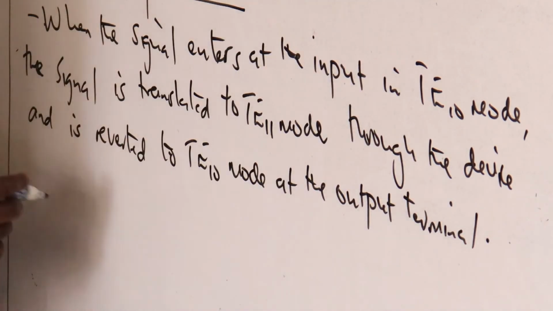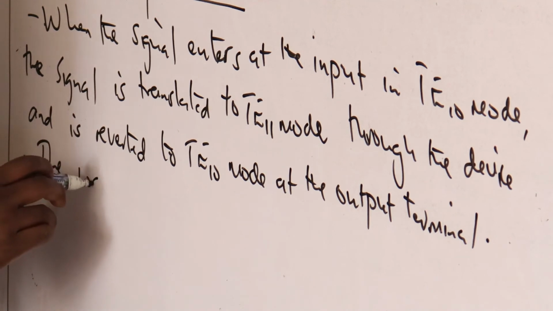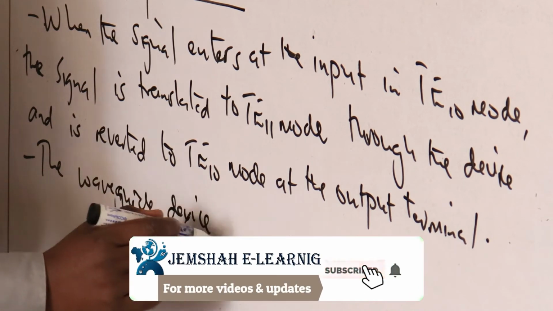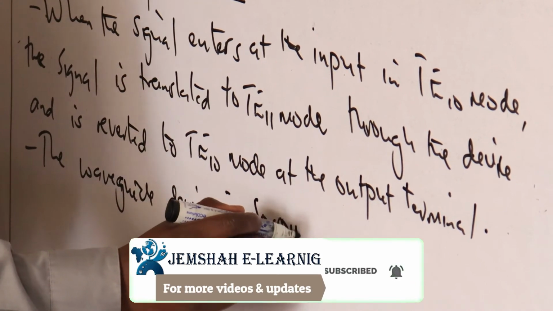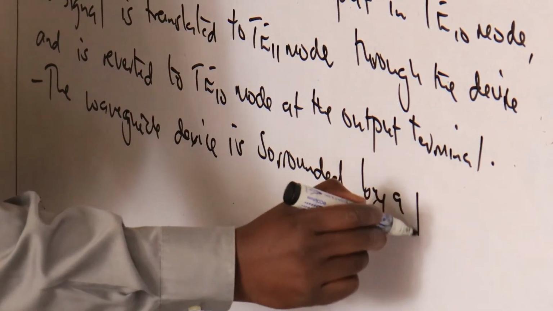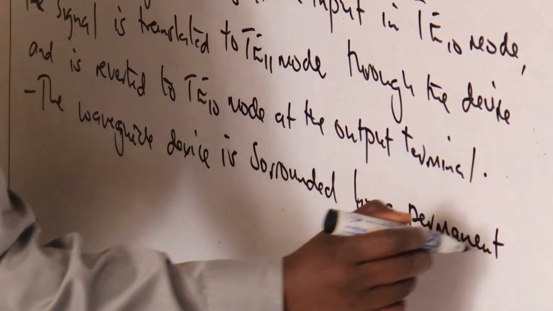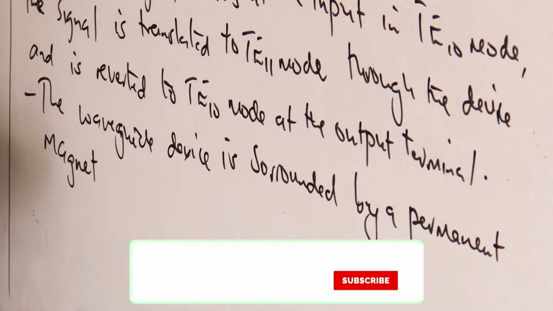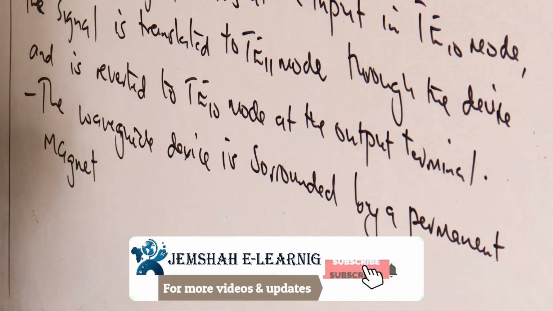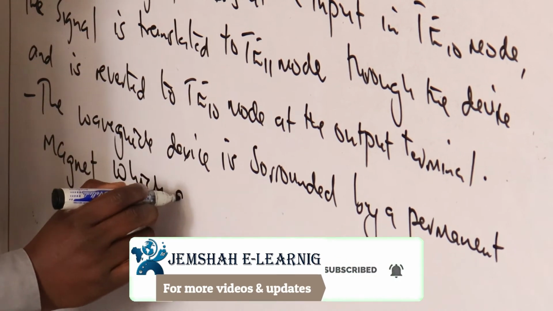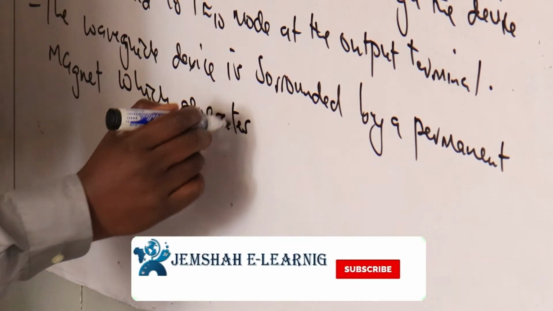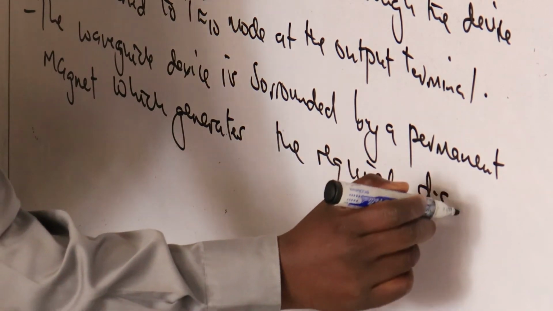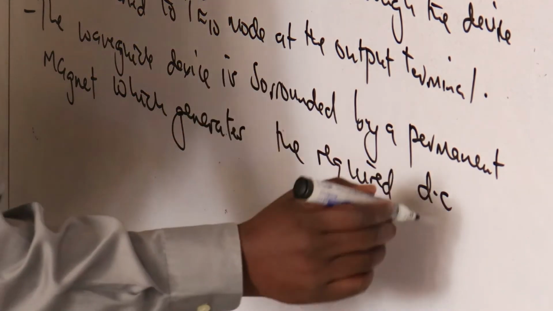Another thing we are observing here: the waveguide device is surrounded by a permanent magnet, which generates the required DC voltage or magnetic field.